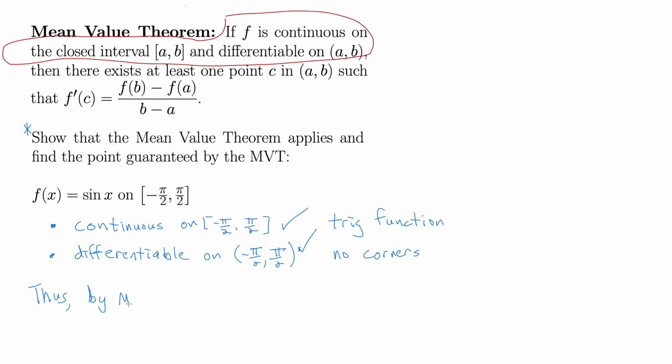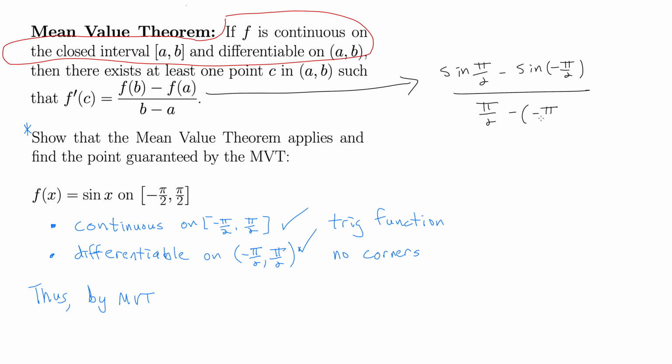By the MVT, universally understood to be the mean value theorem, I would say, there must be at least one point in there. Oh, we need to calculate this slope first. So let's do that. We have f of b minus f of a, so that's sine pi over 2 minus sine negative pi over 2, all over pi over 2 minus negative pi over 2. You may recall that sine pi over 2 is 1. Sine of negative pi over 2 is negative 1. So this is 1 minus negative 1 all over pi over 2 plus pi over 2, which is pi. So this all comes to 2 over pi. That's the slope of the secant line there.